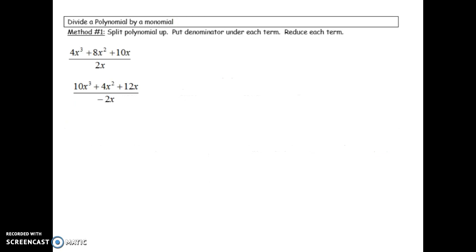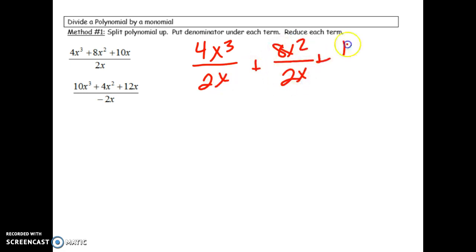Okay. So there are 4 methods of how to divide this. And what you're going to do is you're going to split it up. So basically, I am going to do my 4x to the 3rd divided by 2x plus 8x squared divided by 2x plus 10x divided by 2x. Sorry, I don't have a pen, so I'm writing with my finger, and so it looks lovely. All right, now we need to reduce. So 4 divided by 2, well, that's 2. I can cancel out my x's because remember 3 is on the top and 1 on the bottom. So I subtract and I get 2 left.